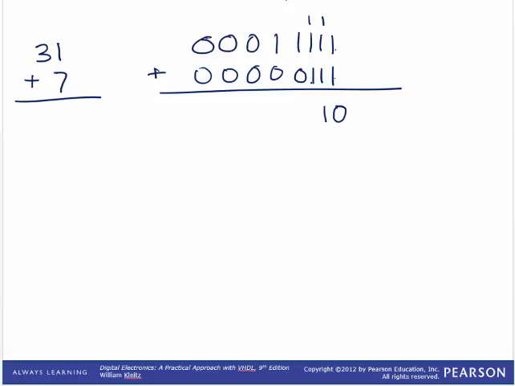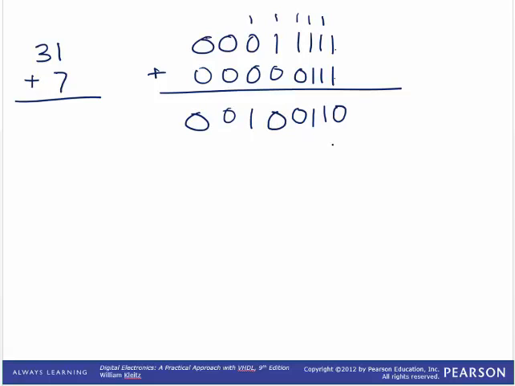1 plus 1 plus 1 is again 3. So I put 1, 1. And then 1 plus 1 is 1, 0. 1 plus 1 is 1, 0. And then 1 plus 0 again is 1, 0, 0.